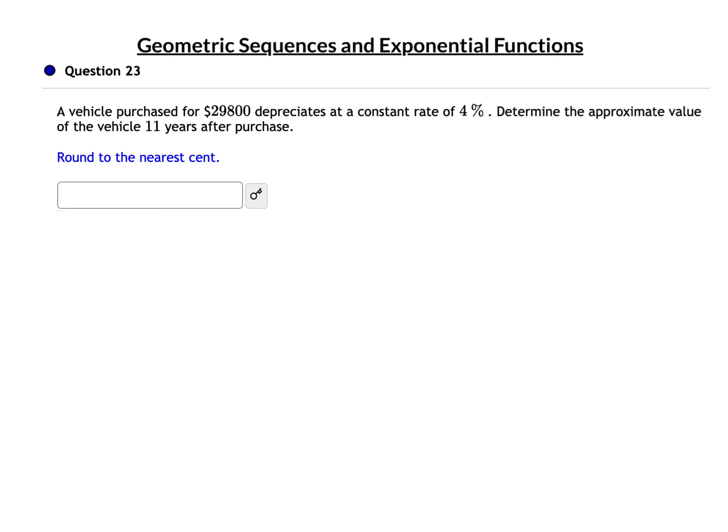Question 23 is another decay problem. A vehicle purchased for $29,800 depreciates at a constant rate of 4%. Depreciates means it goes down in value. Determine the approximate value of the vehicle after 11 years.